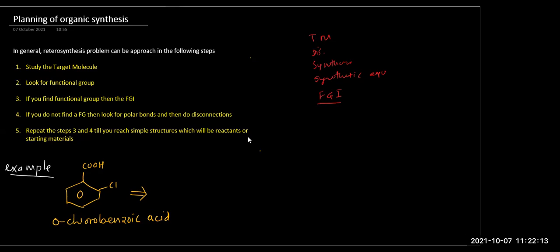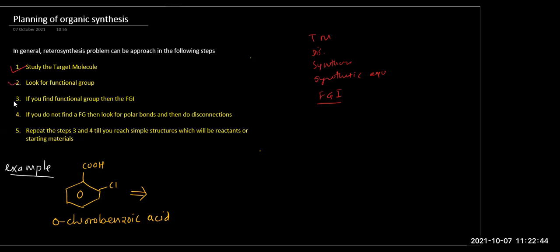Now, before proceeding to the synthetic problem, there are a few steps we have to understand. The first step is the study of the target molecule. What is the target molecule you want? You should look at the target molecule and study carefully which functional groups are present. What are the different types of functional groups?